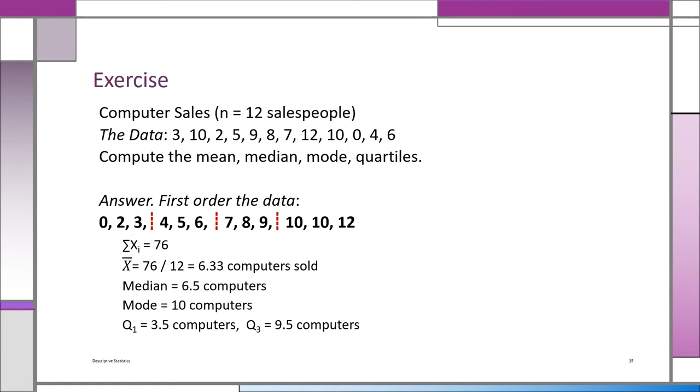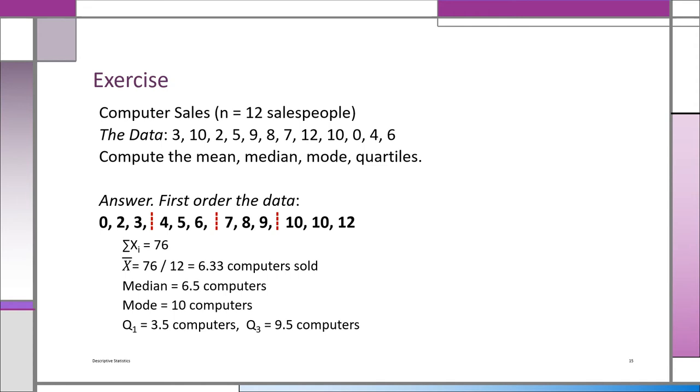Here's a problem. The company has 12 salespeople selling computers. We have data for these 12 salespeople for the most recent week for which data was collected, and that's sales per week. We want you to compute the mean, the median, the mode, and the quartiles. Now, obviously, as you should know, the best way to do this is pause the video, pause the PowerPoint narration, do the problem, and then come back. So here we are again.